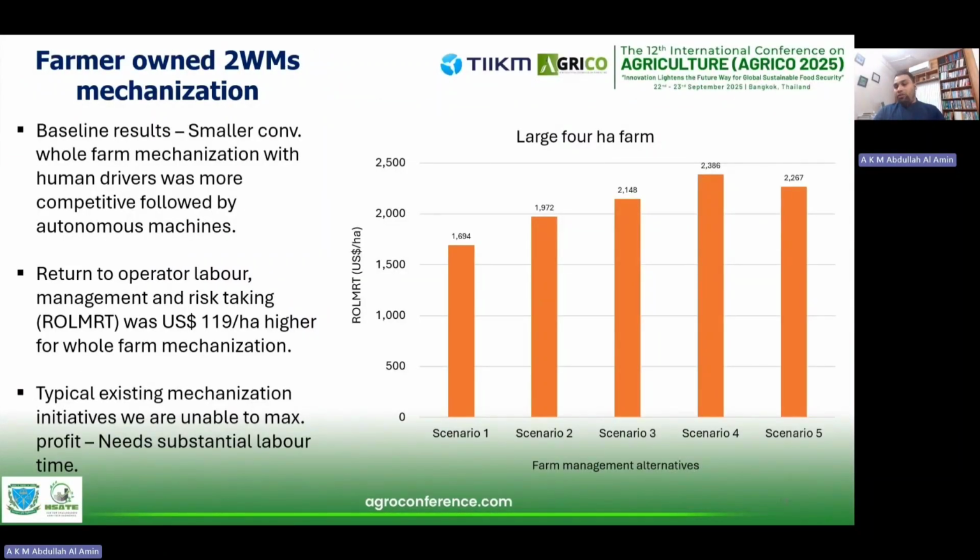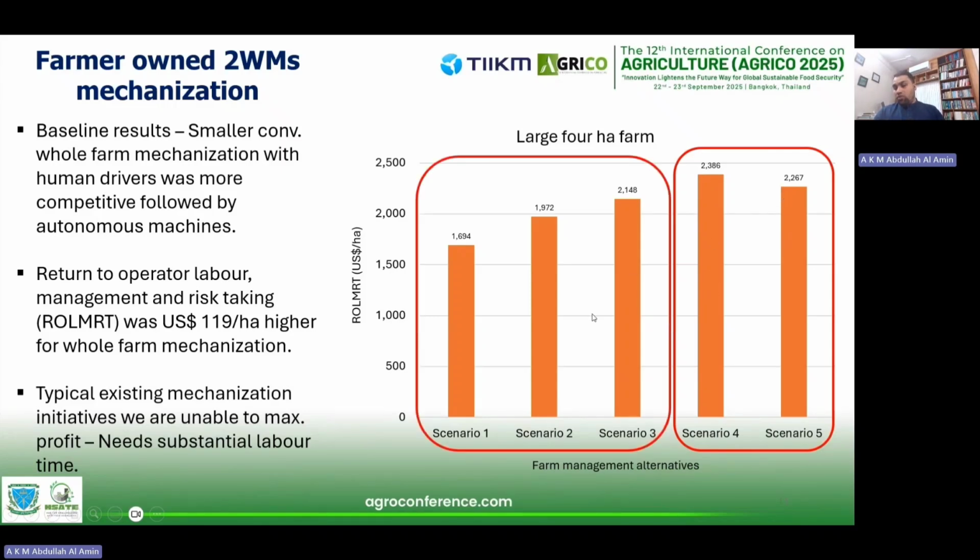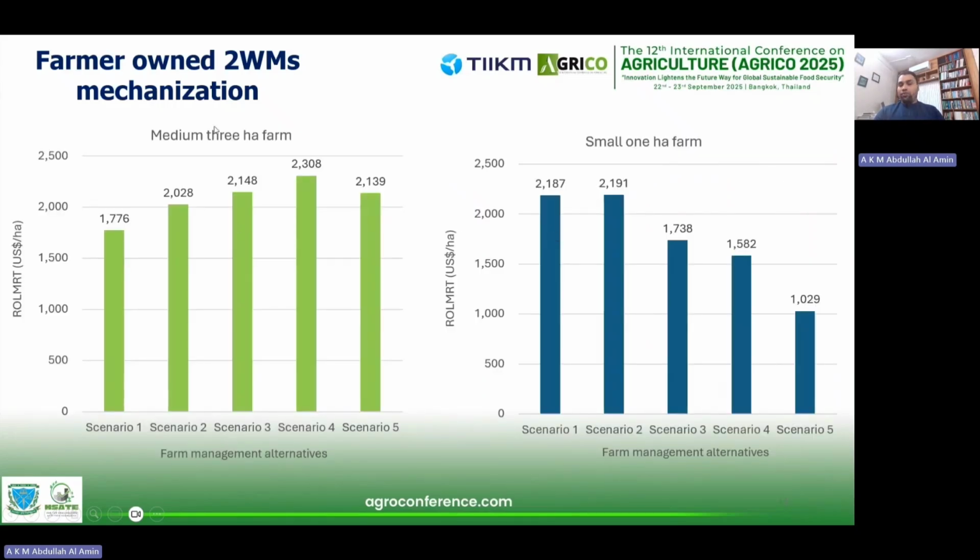The initial findings of this evolutionary mechanization economics indicate that, considering farmer-owned mechanization, for countries like Bangladesh, whole farm mechanization with human drivers, that is conventional whole farm mechanization, is the most profitable farm management alternative compared to other alternatives, followed by autonomous machines. But with the existing scenarios we are adopting and trying to evolve in our country, our farmers are actually losing money. Again, for the medium 3 hectare farm, we also found the same farm economics.